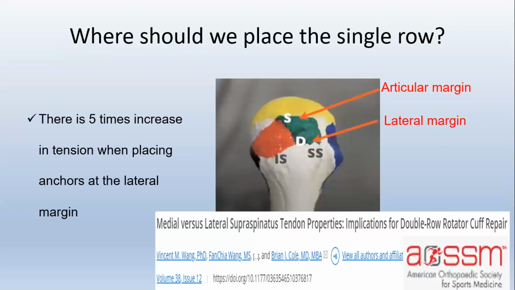So where should we place the single row? If the anchor is placed more lateral, then there is a 5 times increase in tension. So it should be avoided.